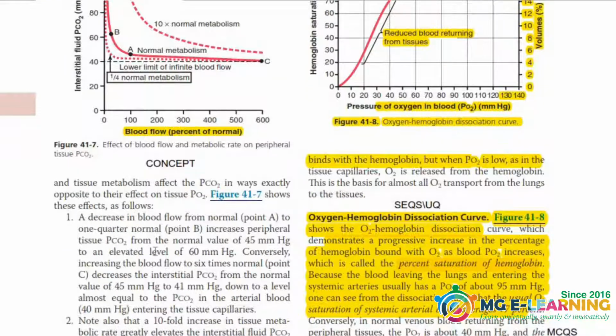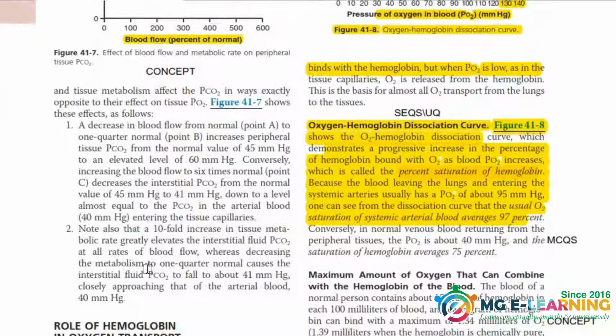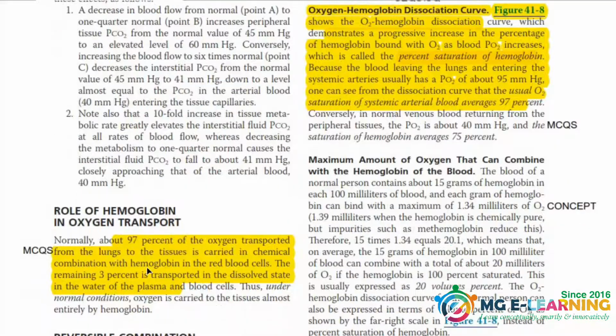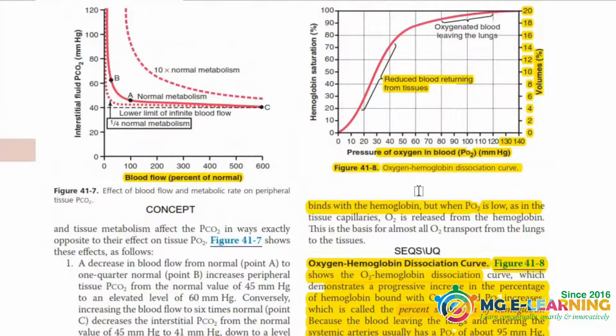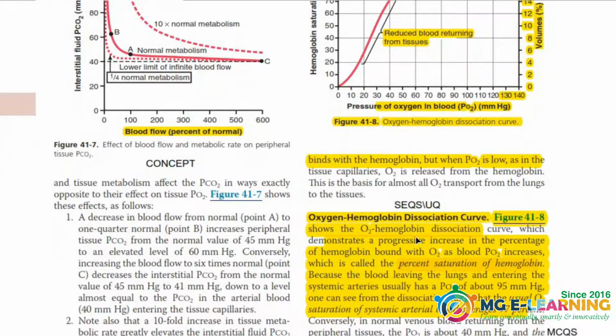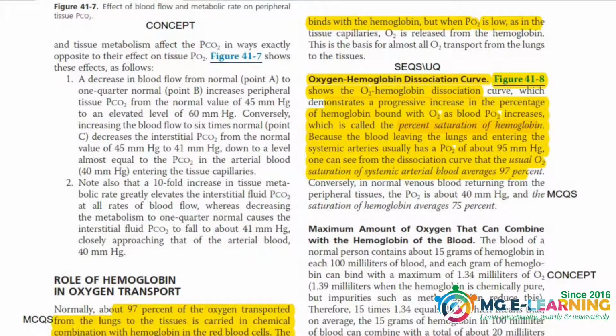Then this is also a concept-based topic. Then this is MCQ. This is important SCQ, and it is a past UQ. Oxygen hemoglobin dissociation curve. This is the curve, and this is a very important concept in this chapter. You must do this, and this can also be in the MCQ.